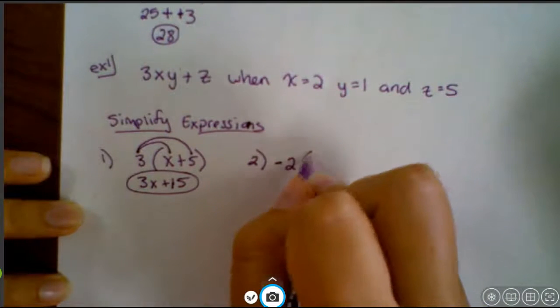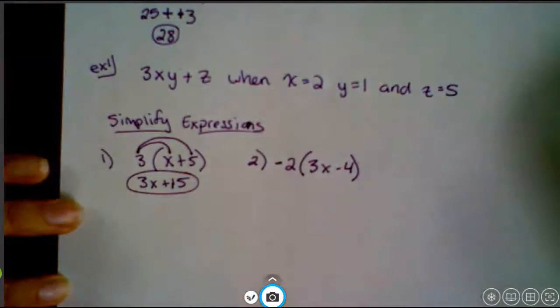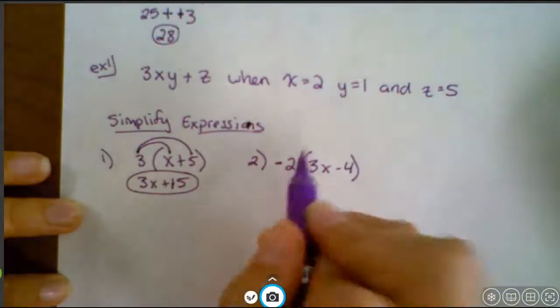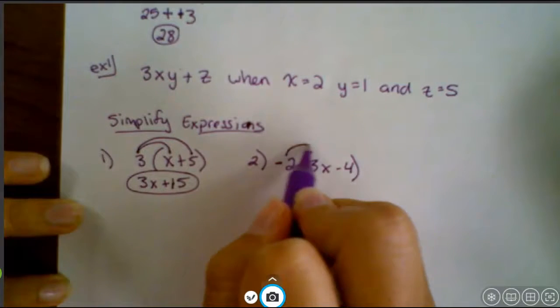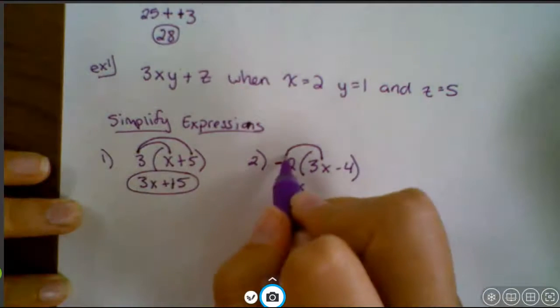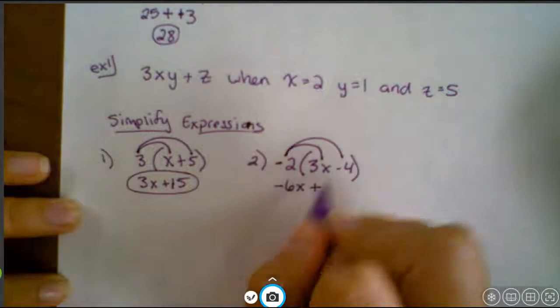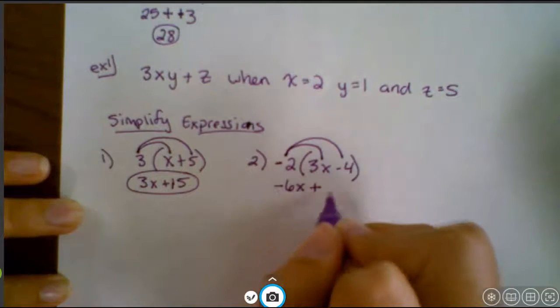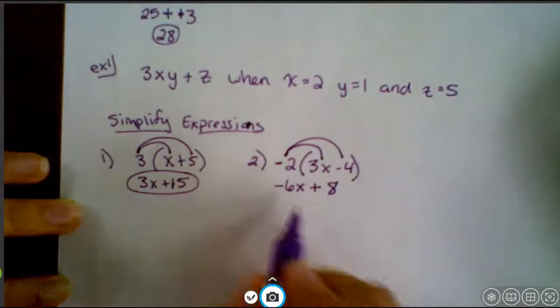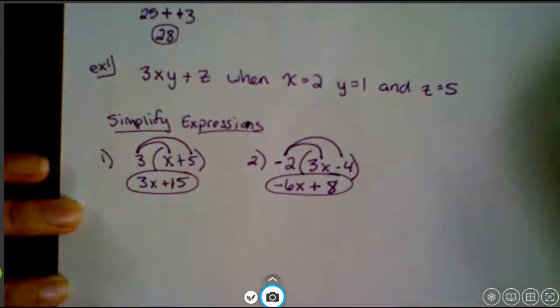-2, open your parentheses, 3x minus 4. All right, so I'm going to do my loop-de-loops. -2 times 3x is -6x. -2 times -4 is plus, negative times a negative is a positive, 2 times 4 is 8. I can't combine those. This guy has an x, this guy does not, so that would be simplified.